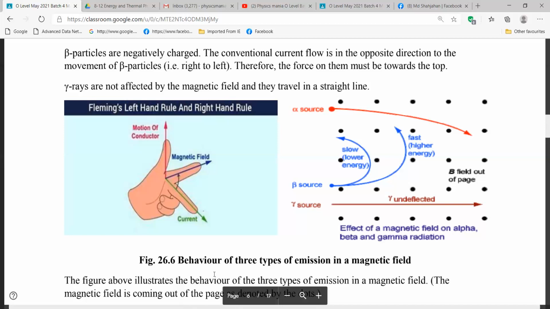Done, sir. Okay, now you write Fleming's left hand rule. Don't write right hand rule, only Fleming's left hand rule. Then you draw this diagram. Draw this diagram and label.